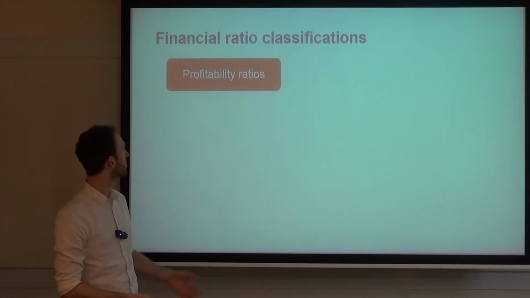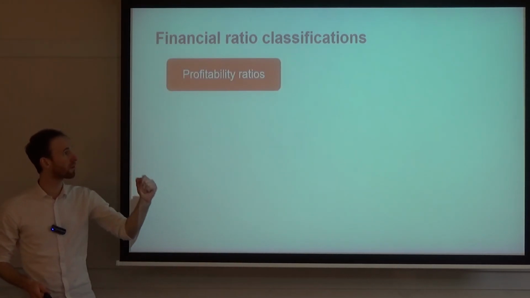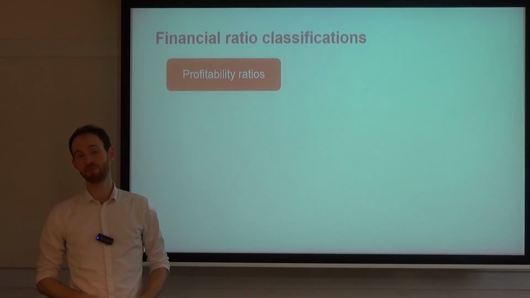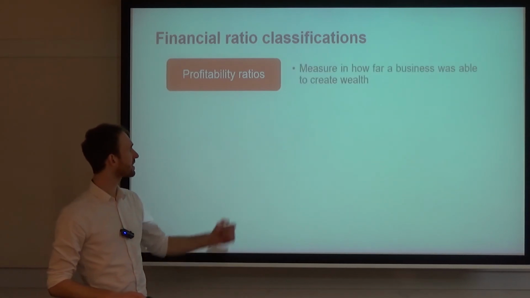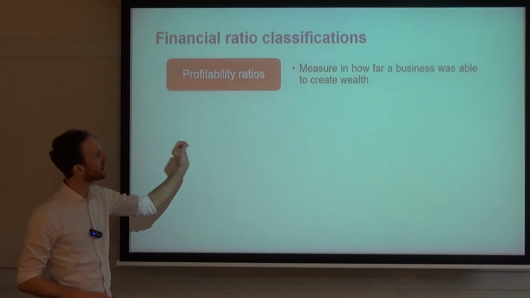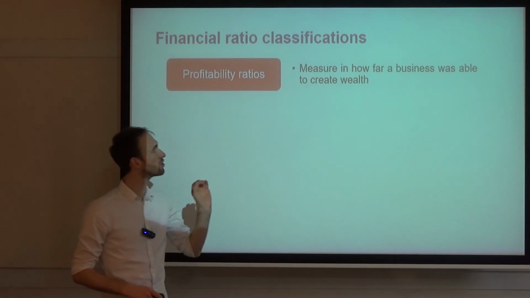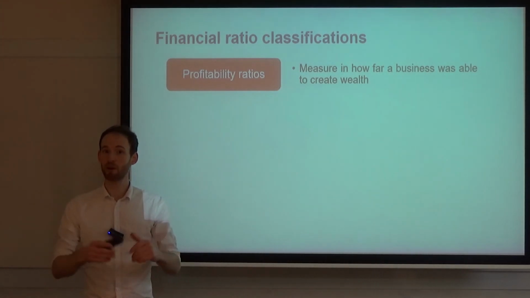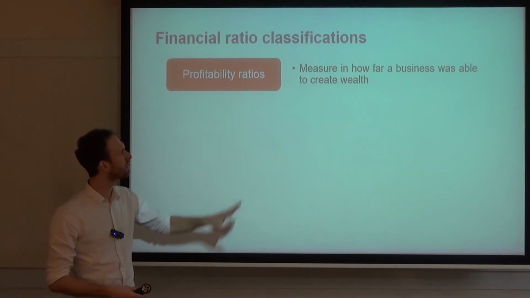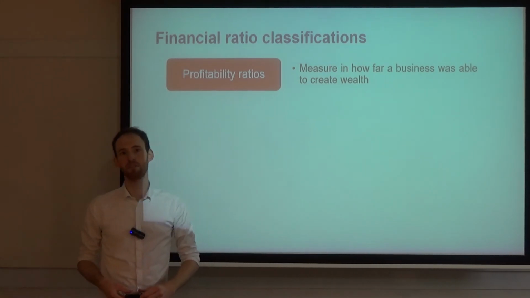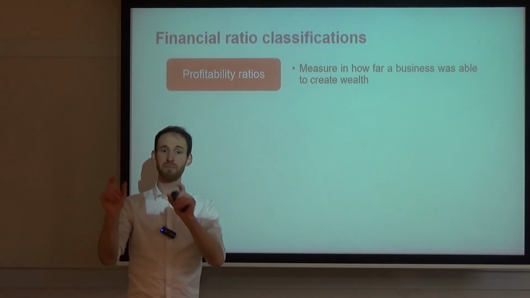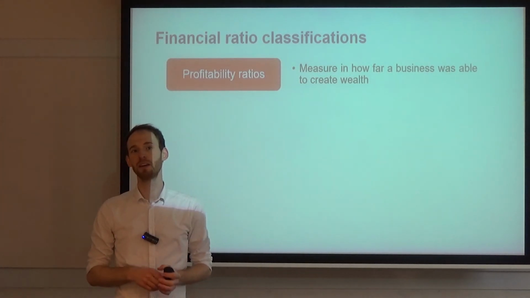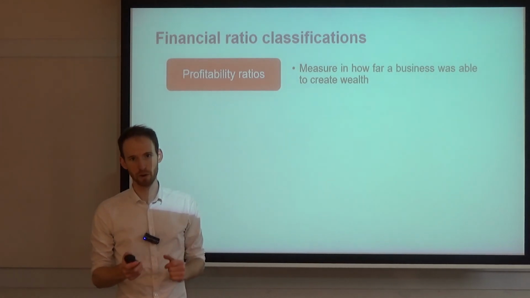So the first one, for example, are the profitability ratios. And profitability, of course, is a very important aspect for a company. So basically those ratios try to measure in how far a business was able to create wealth. And we said wealth is profit. And so we have a certain set of ratios that analyzes different parts of the company to really understand how well the company was able to generate wealth or profit.